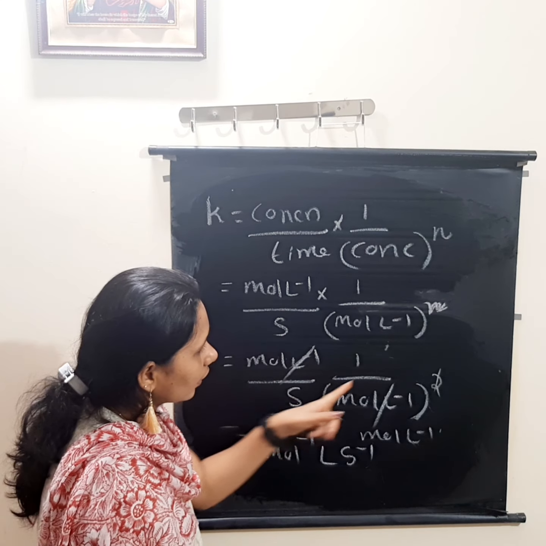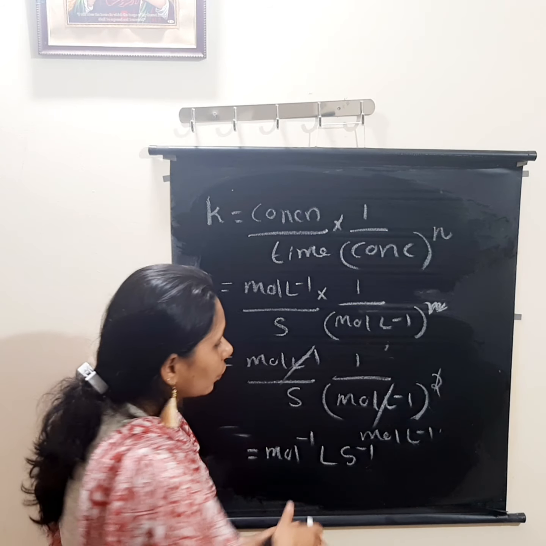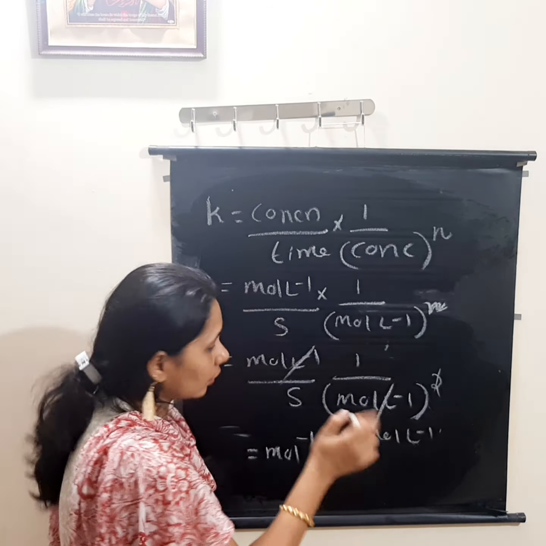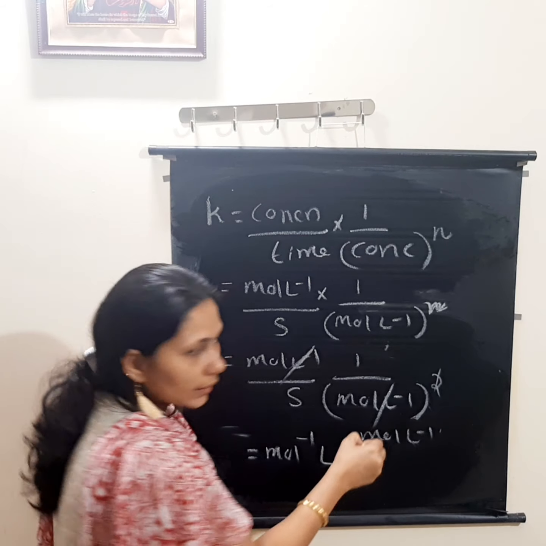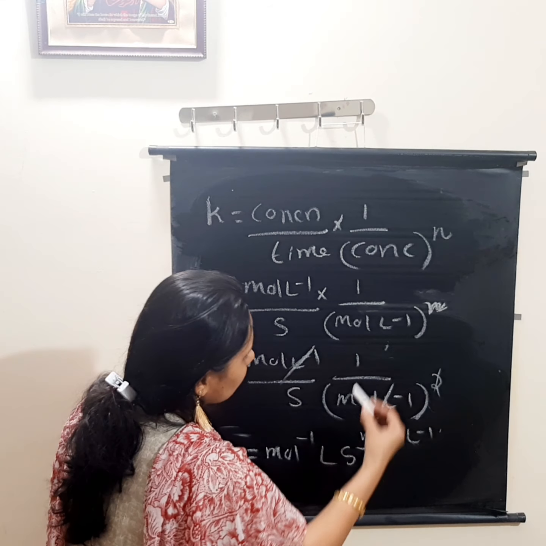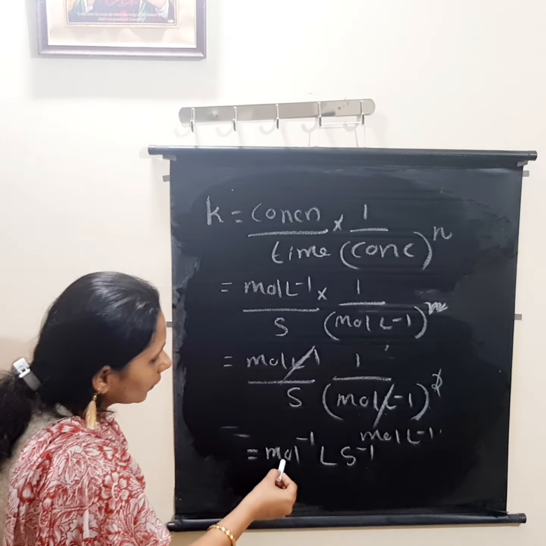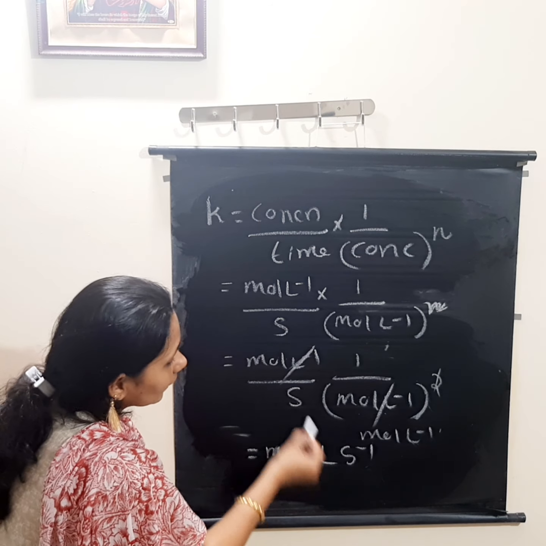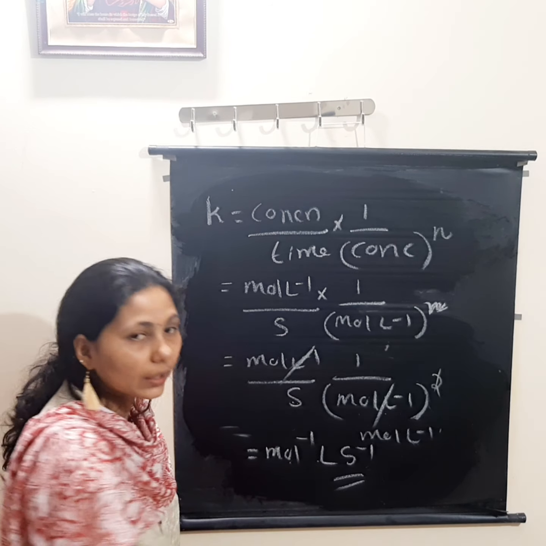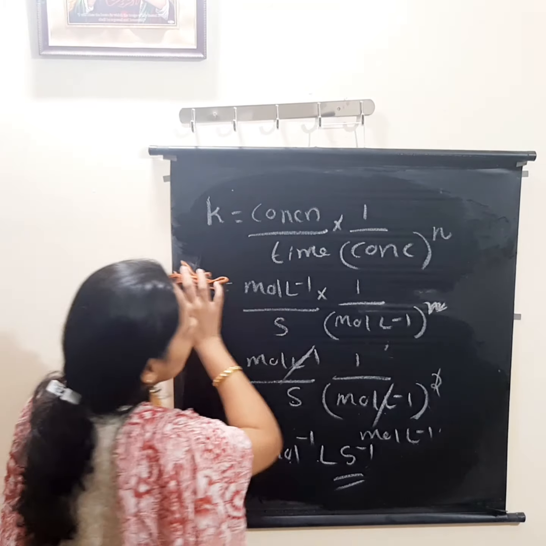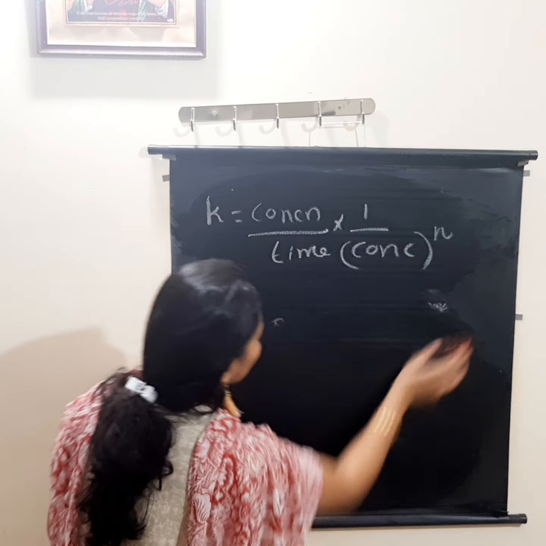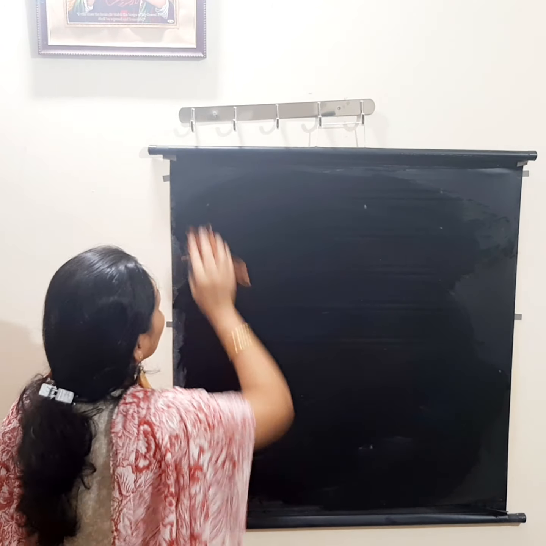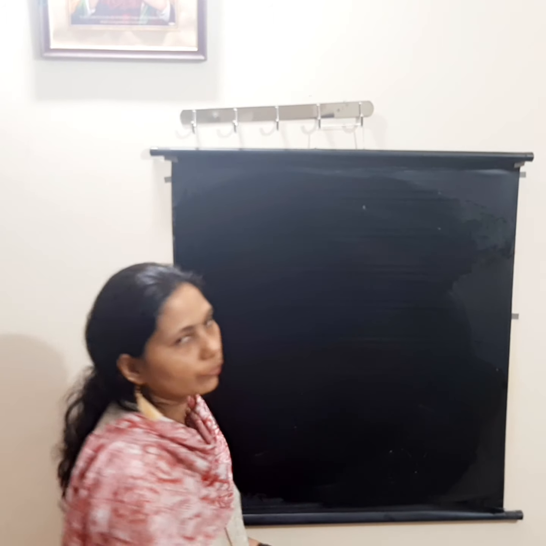Second order means n equal to 2. So here moles per liter squared is there, so one cancels, and then one moles per liter is there. That moles per liter goes up. Then mole inverse liter, then second inverse. That is for the second order reaction.